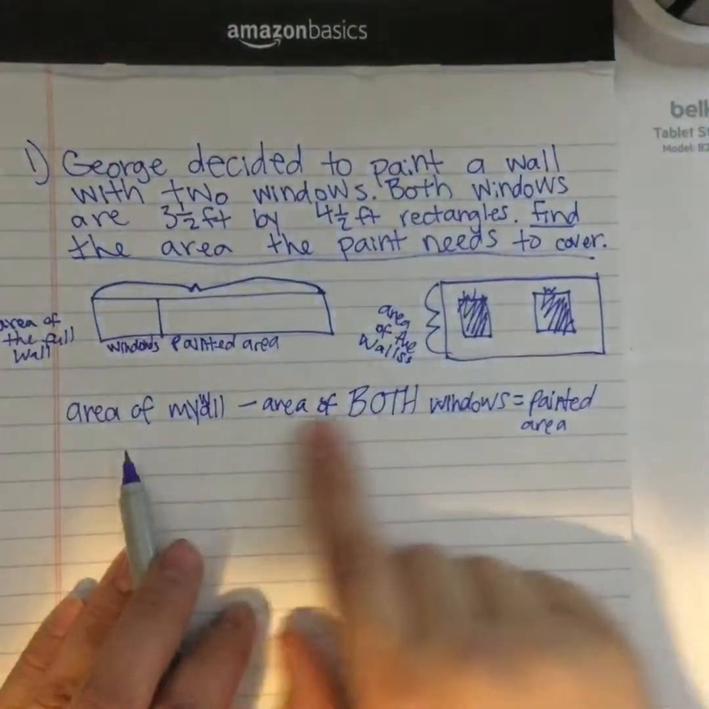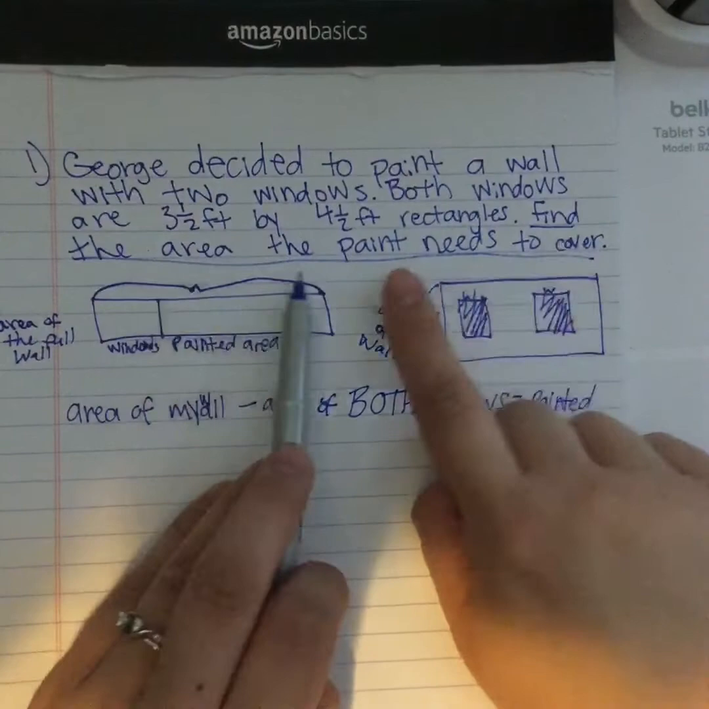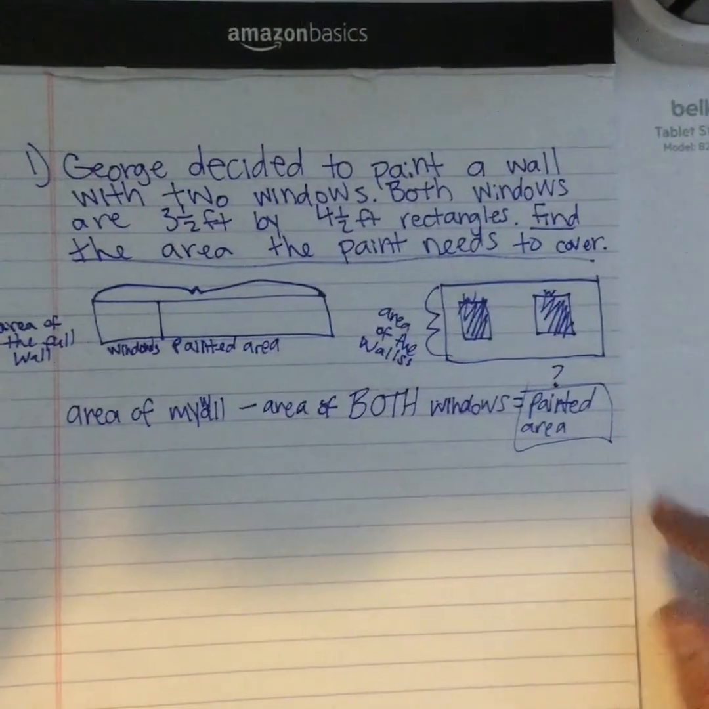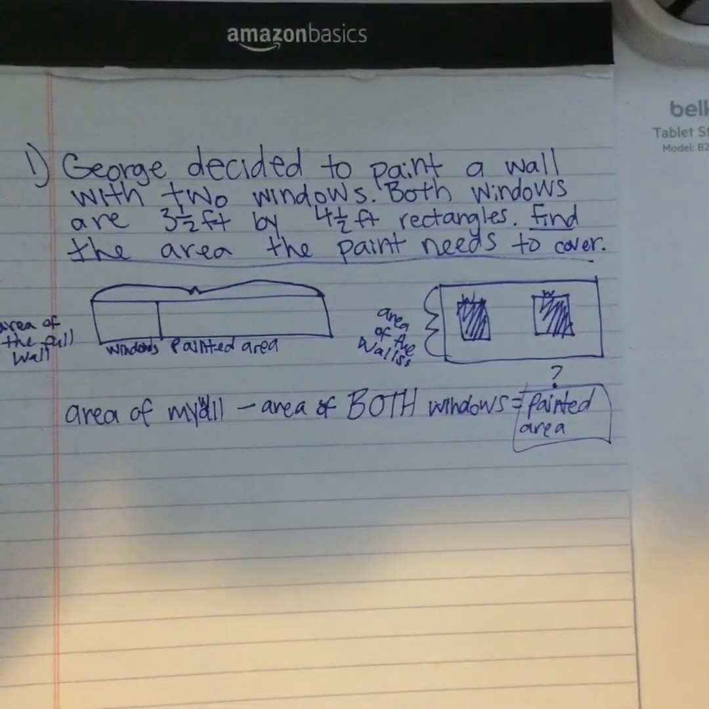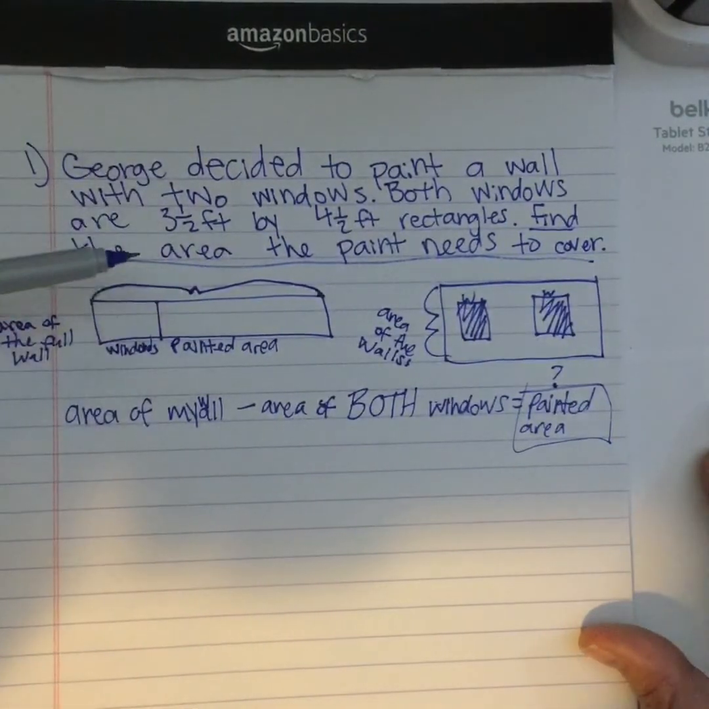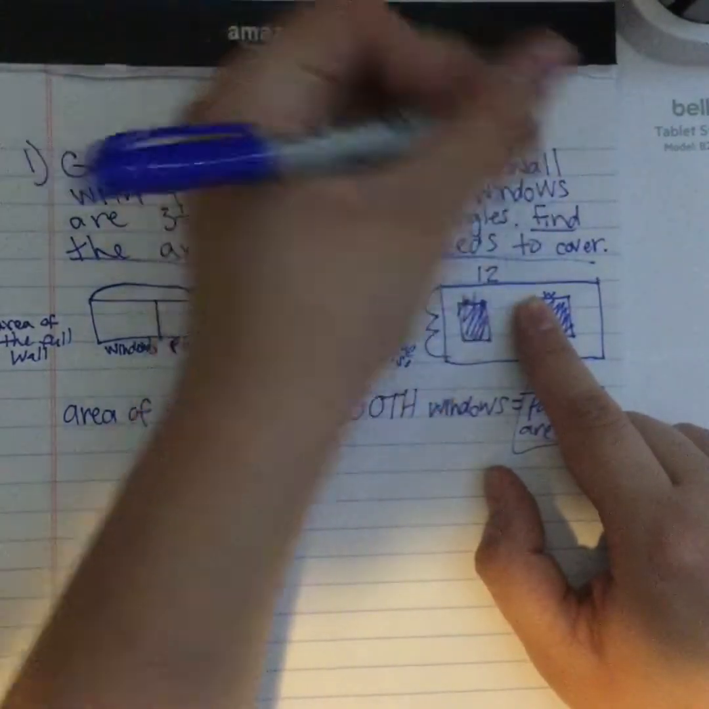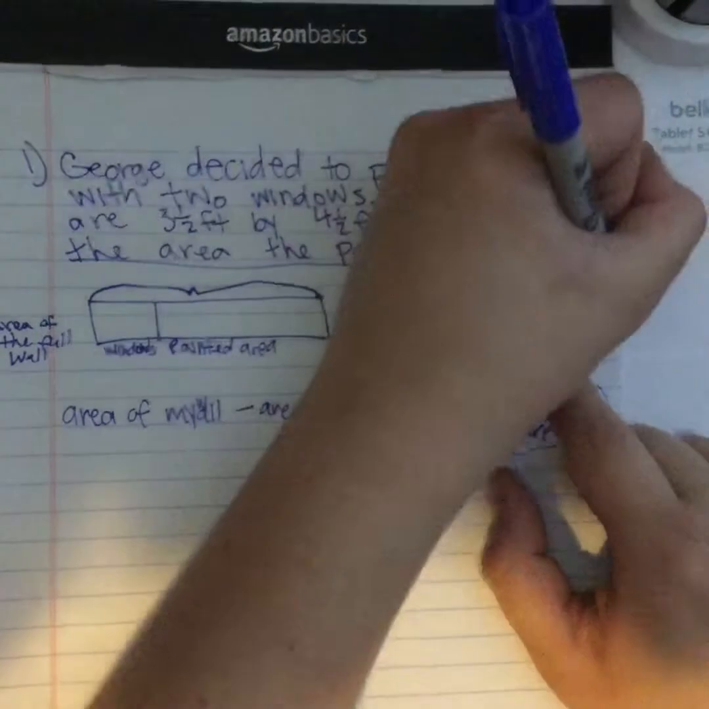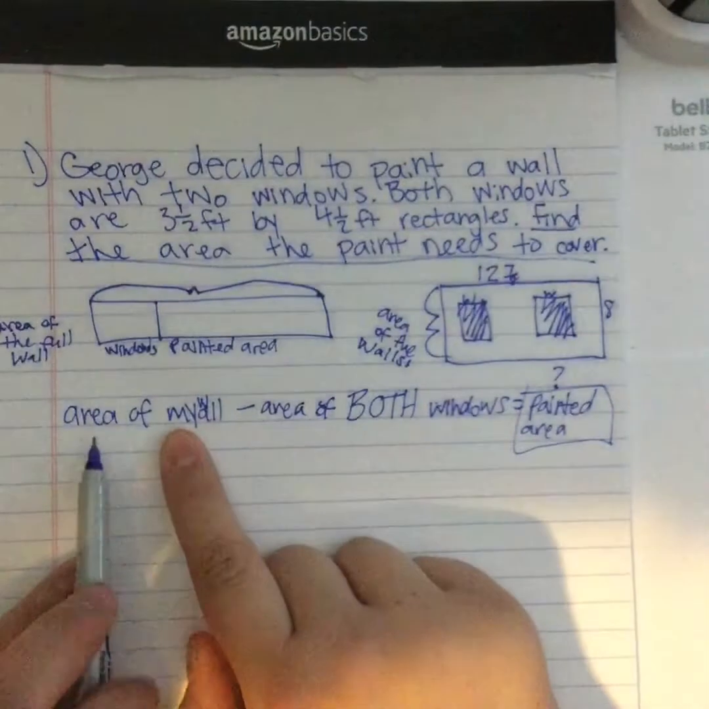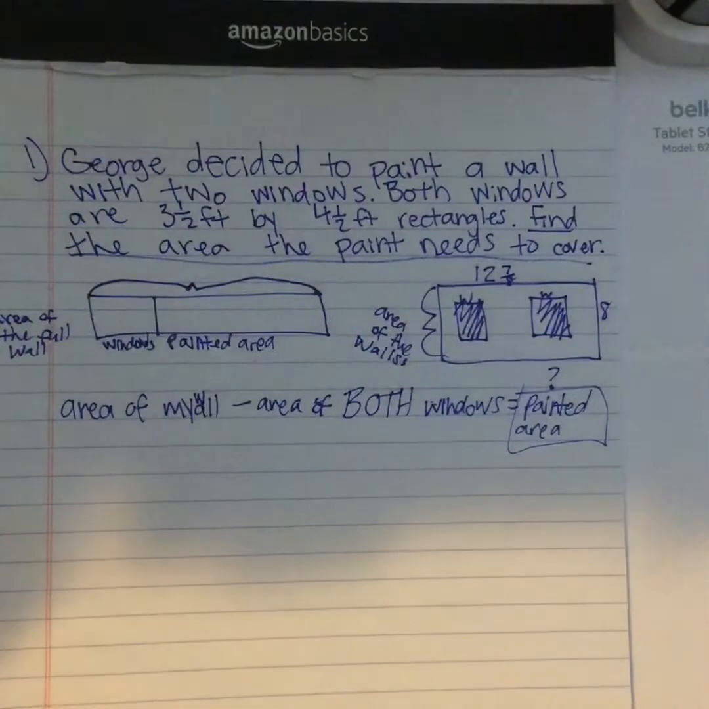Okay, so now we know what problem we're trying to solve, and if we look at the question, we're trying to find the area that the paint needs. So this is our big mystery for this question. The problem is I don't have either of these values yet. However, I do have the values here, and on your picture, which I forgot to write here, you have the values here as well of the big rectangle. So I'm going to start with the area of my wall because I know I need to start with my area of my wall and subtract the area of both windows.